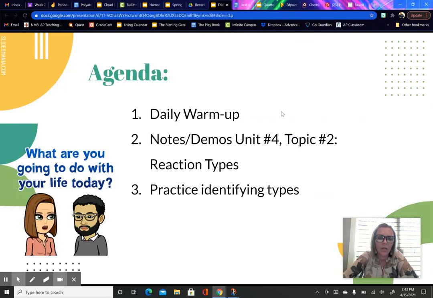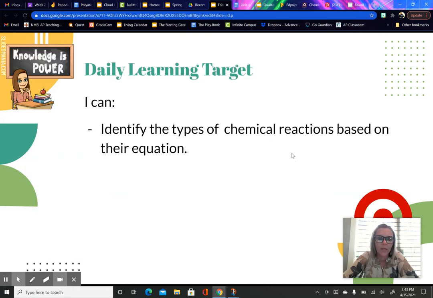So first of all we're going to do a quick warm up, and then I'm going to walk through these notes. And since I don't have live demonstrations with you all, I do have some demonstration videos that we will go through together. And then at the very end, you're going to practice identifying types of reactions. So our learning target for this particular set of notes is to be able to identify the types of chemical reactions based on their equation.